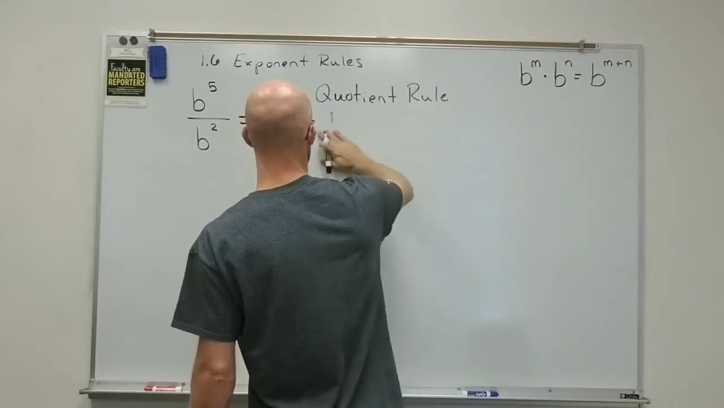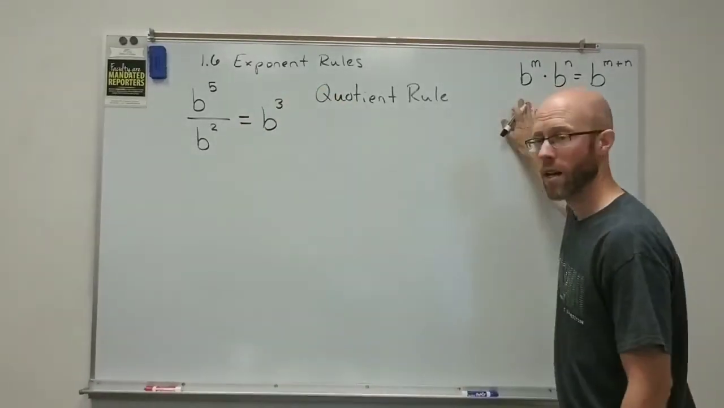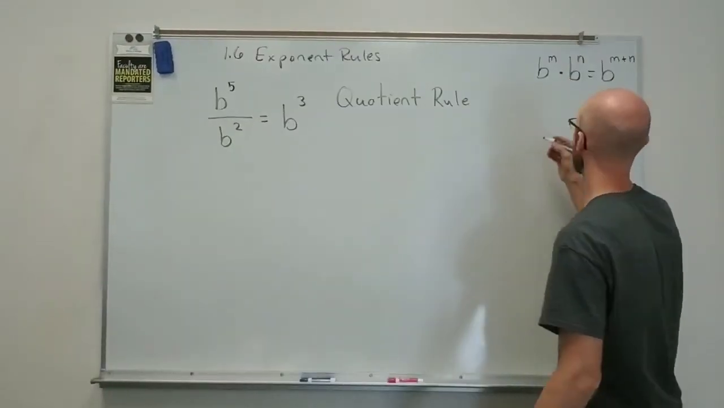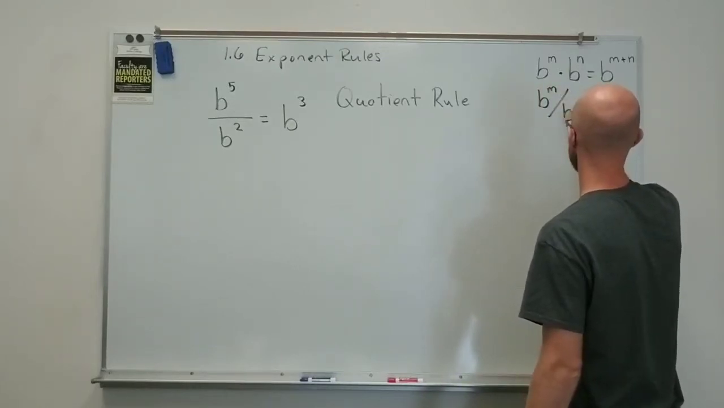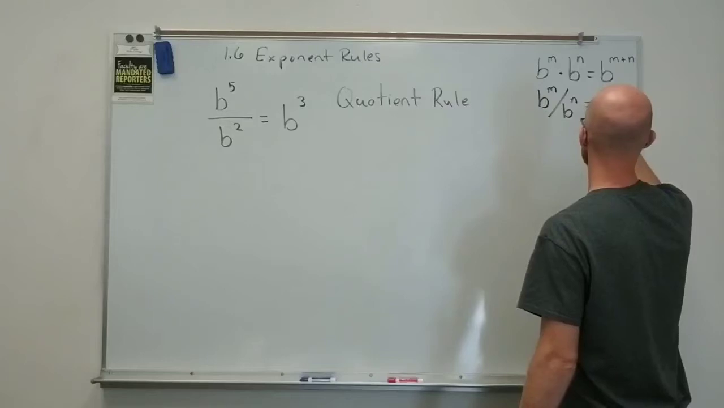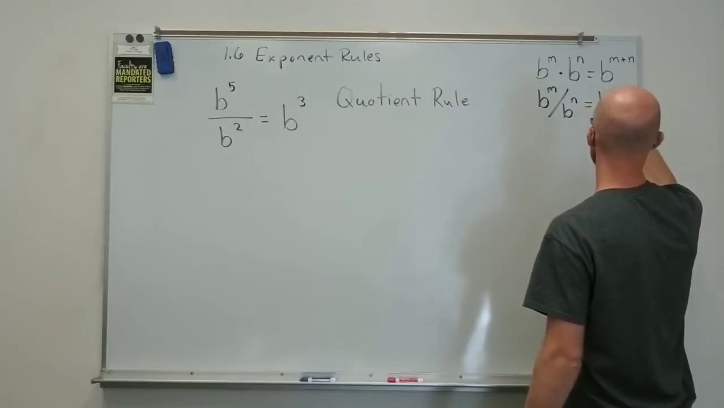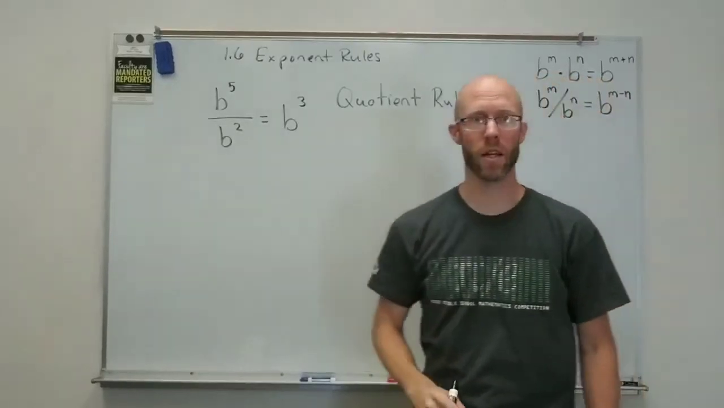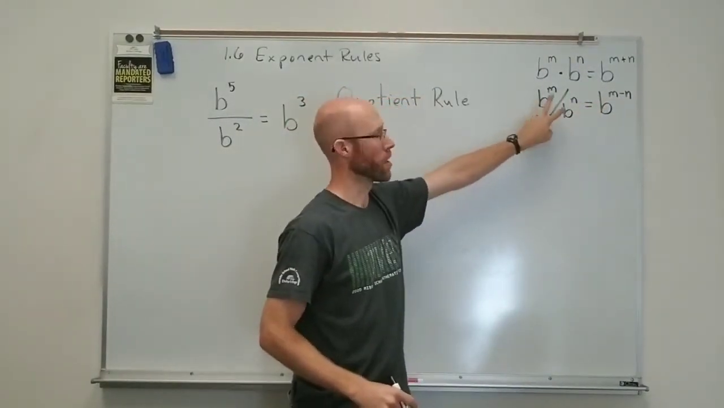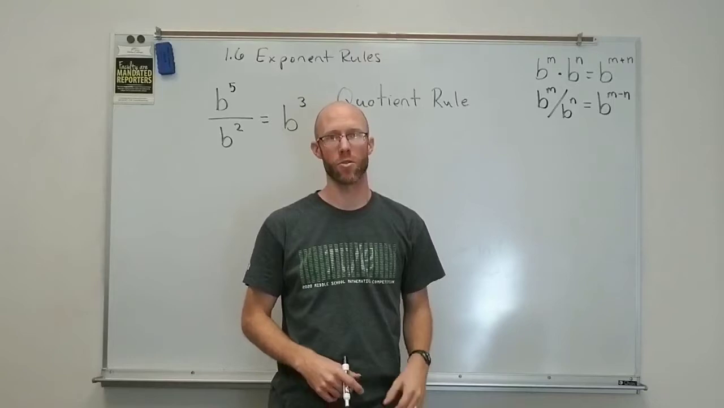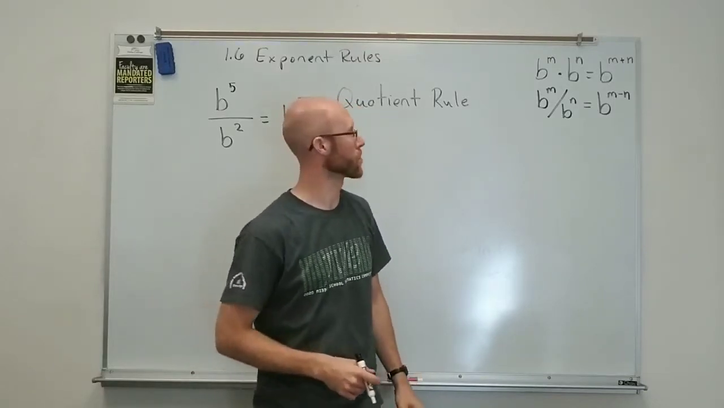And I'll just go ahead and write it up here on the side. So it would be b to the m over b to the n equals b to the m minus n. So again, you would be subtracting the exponents when dividing the two expressions, okay?